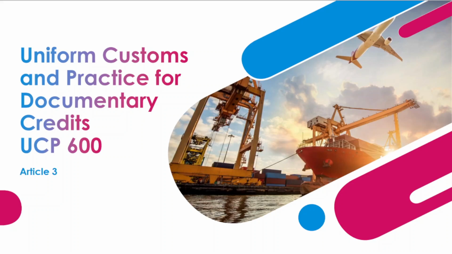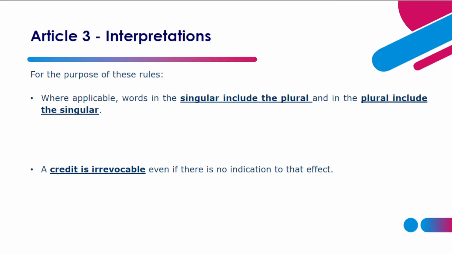Everyone. In this video, we are going to go through Article 3 of UCP 600. Article 3 of UCP 600 is about interpretations. So here we will learn certain norms and rules relating to UCP 600. That will give you some clarity on certain valid clauses and certain invalid clauses that are included in LCs. So let's get into the video.